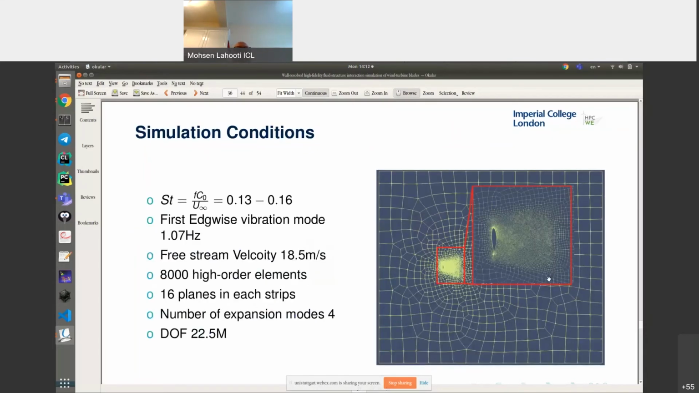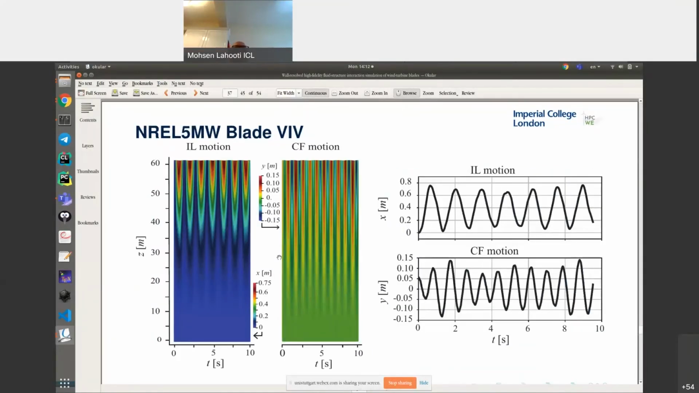You can see the mesh here. To balance the computational cost, the mesh is condensed only near the airfoil. This is NACA 64 near the tip, and far from the airfoil, we use a very coarse mesh to balance the computational cost. The incoming flow velocity is calculated based on the Strouhal number and the first edgewise vibration mode of the structure. You can see here the response of the structure to the VIV.